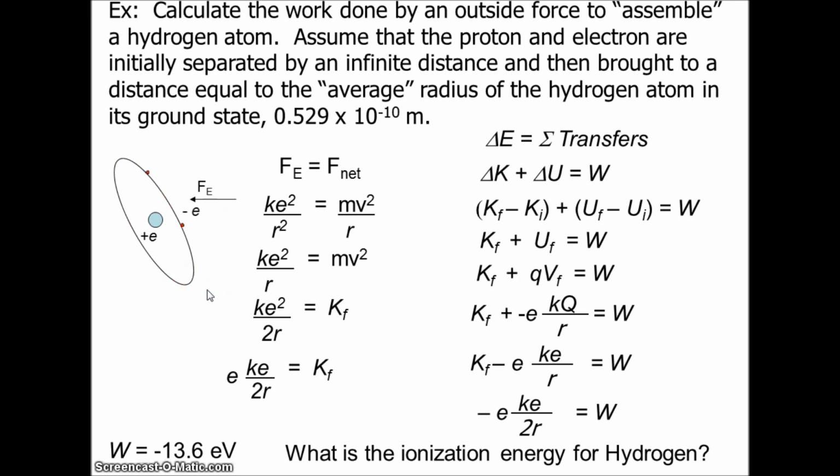Well, I'm hoping it makes sense that I'm going to have to put in a positive 13.6 electron volts, because the force I'm going to have to provide is going against the electric field. That means I'm going to have to apply a force through a distance. I'm going to have to do work to do this, a positive amount of work equal to 13.6 electron volts. That's how much it takes to ionize it.